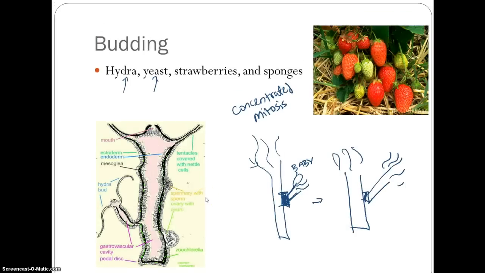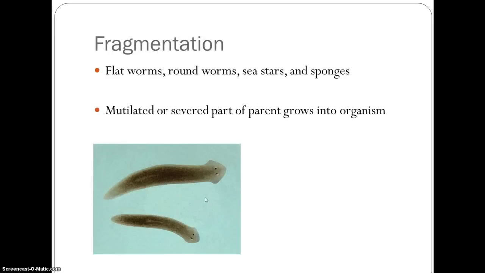The next type of asexual reproduction is known as fragmentation. Organisms such as flatworms, roundworms, sea stars, and sponges go through this. The main thing you need to know is that the most common example of fragmentation is the planaria. This is an image of a planaria, and it has been experimented with for the last century, and it is known as one of the most astounding simple creatures. But fragmentation is when a mutilated or severed part of the parent grows into an organism.